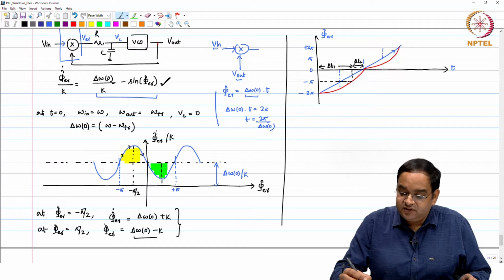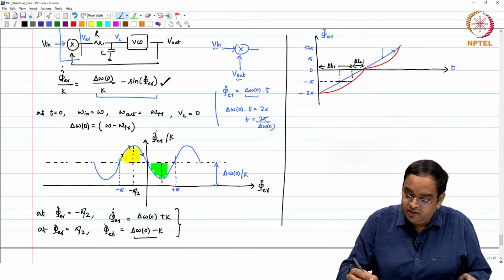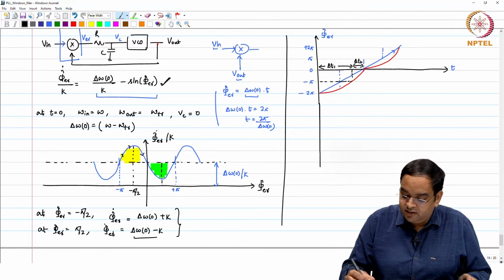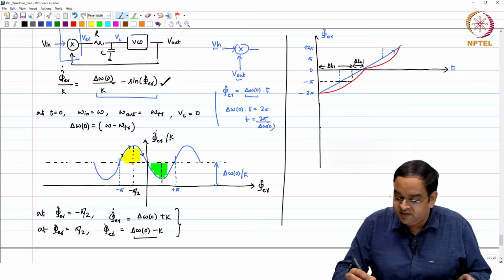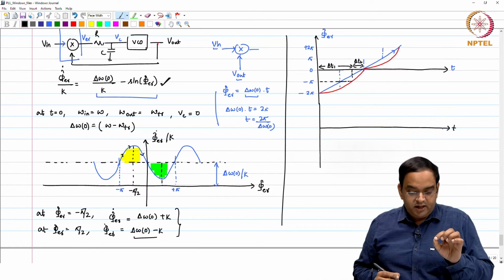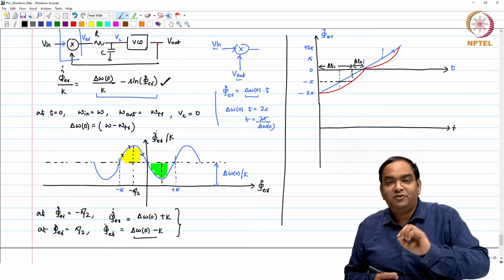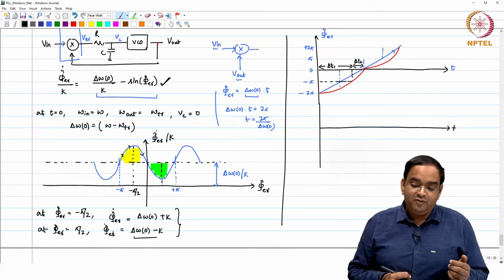So, if such is the phase error accumulation, then in response to this phase error, what is our error voltage? Error voltage is sine times the phase error.